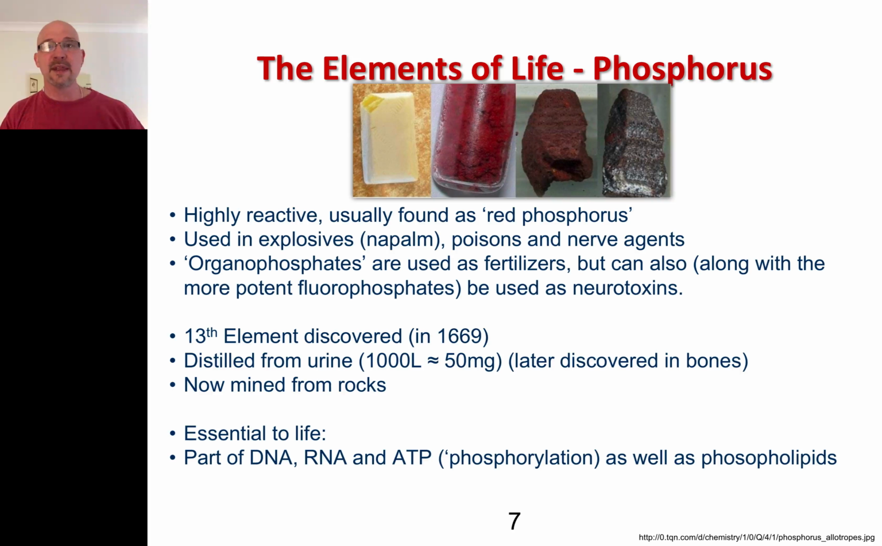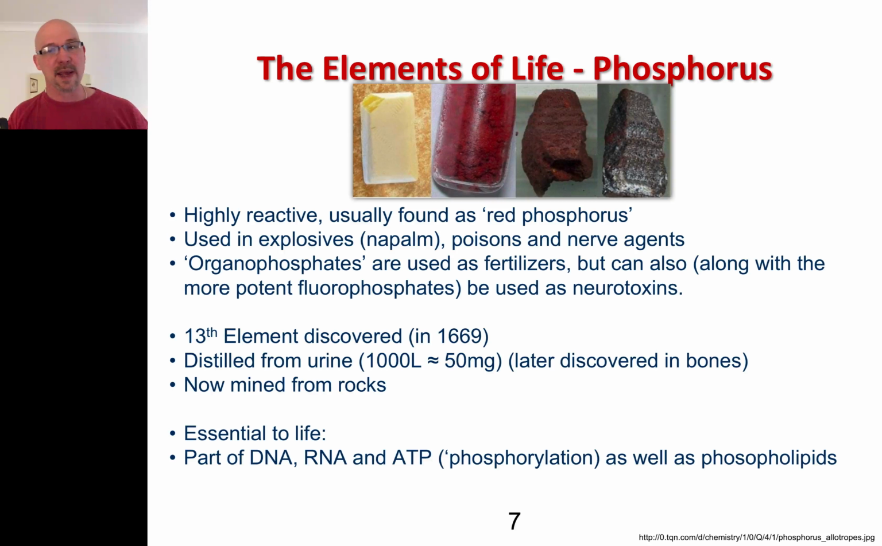It was the 13th element. So there's hundreds of elements that we've discovered. This was the 13th that was discovered, and it was discovered by distilling urine. They used to take liters and liters and liters of urine. It takes 1,000 liters to make 50 milligrams of phosphorus. So you can imagine what those old production facilities were like, pretty gross.